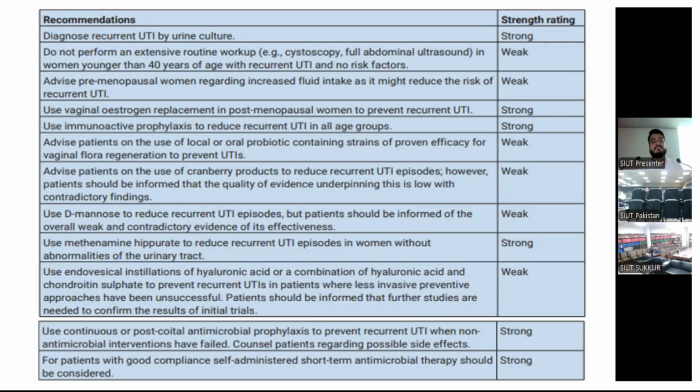100 mg OD nitrofurantoin, and we can use fosfomycin as well. For fosfomycin we give a 3 gram sachet every 10th day. And in pregnant females we can use cephalosporins 250 OD. These are all the low doses for prolonged antibiotic prophylaxis.